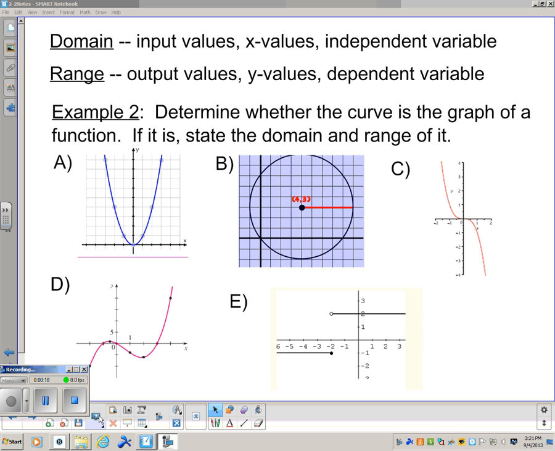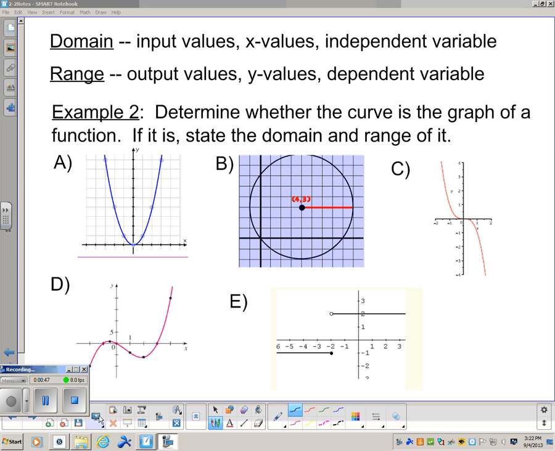Looking at the first example, actually, let's go through the vocab first. The domain is the input values, the x values, also called the independent variable. It's your x on the graph, on the horizontal axis, going from left to right. The range is your output values, your y values, your dependent variable. That's the line that goes up and down on your graph.